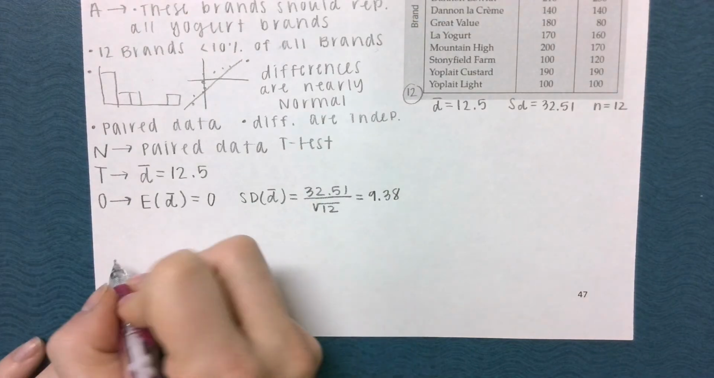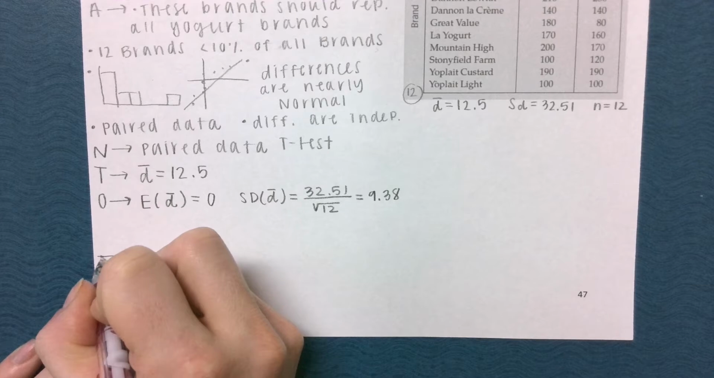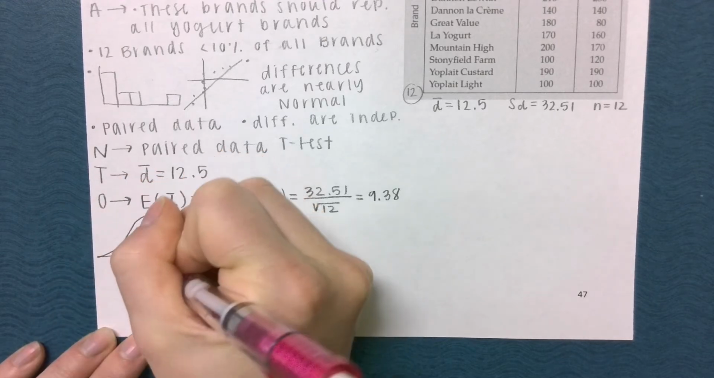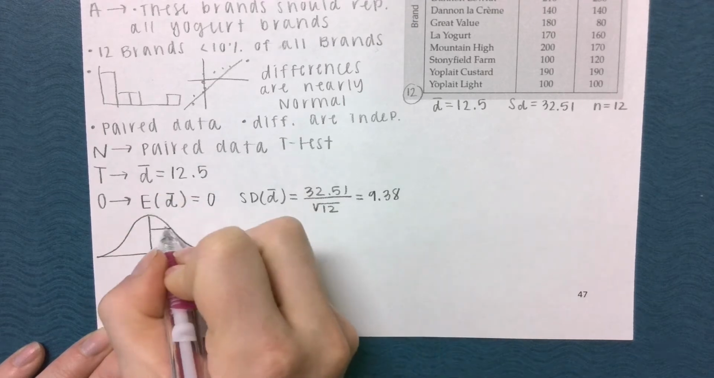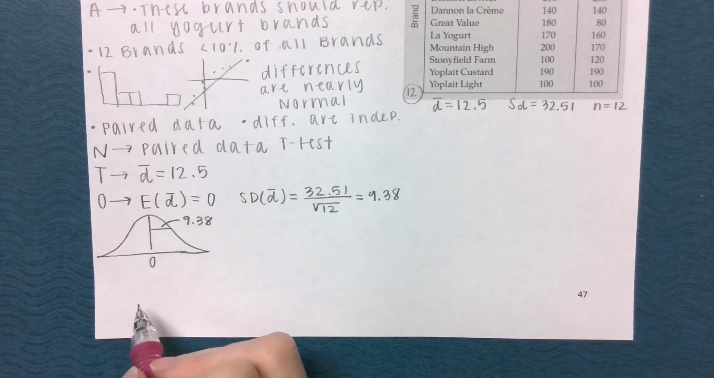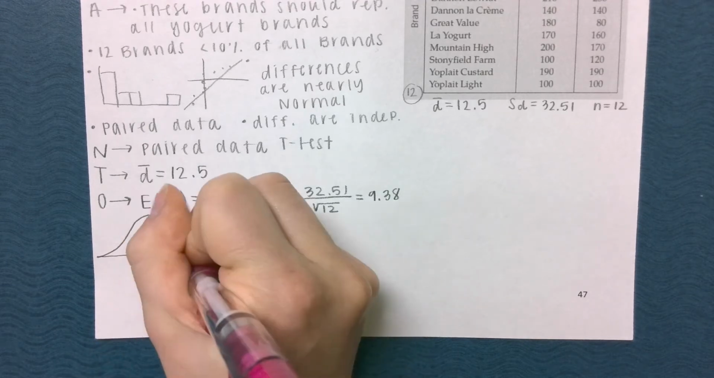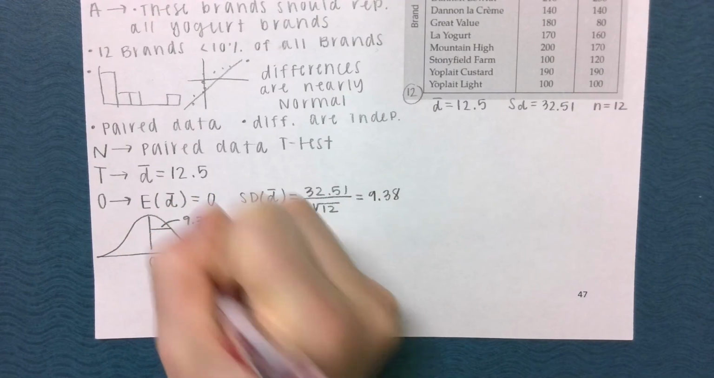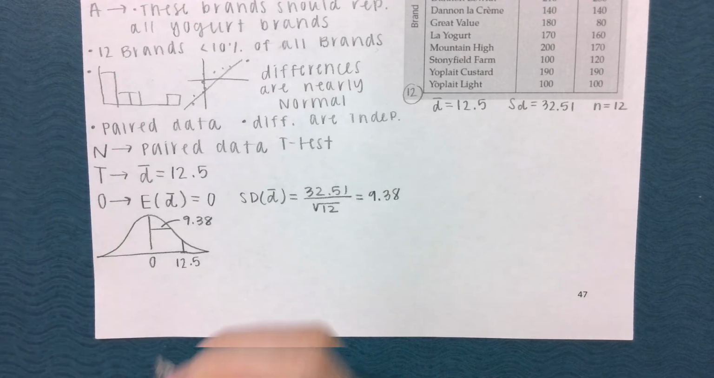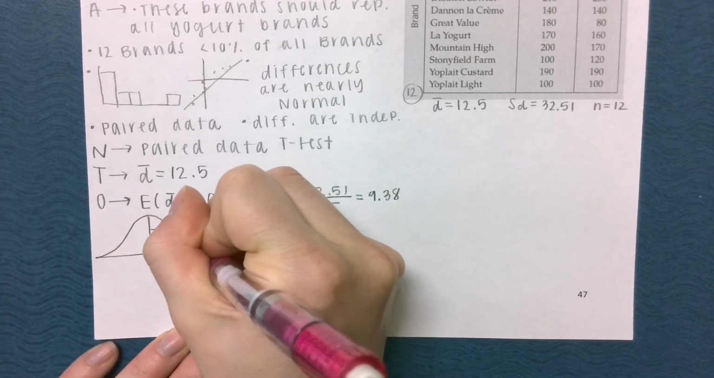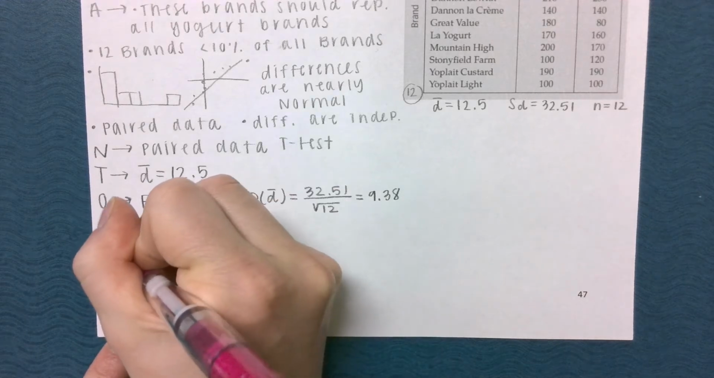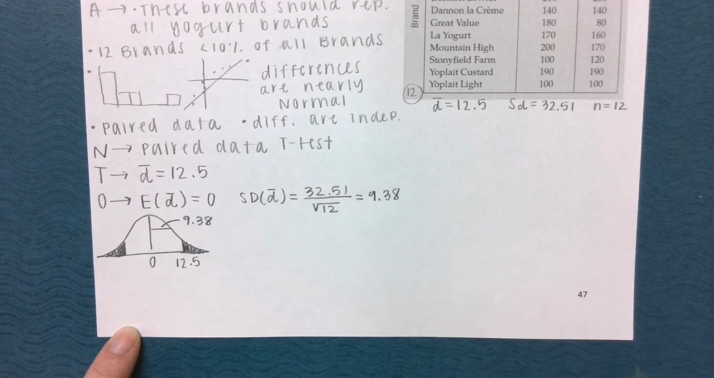Okay, once I have a mean and standard deviation, I can go ahead and draw my model here. My mean is at 0, and my standard deviation is that 9.38. I'm dropping down at my test statistic, which was 12.5. My alternative hypothesis was not equal to, so I'm going to start with shading greater than, since this is originally greater than my mean. But I'm also going to have the same area on that left-hand side.